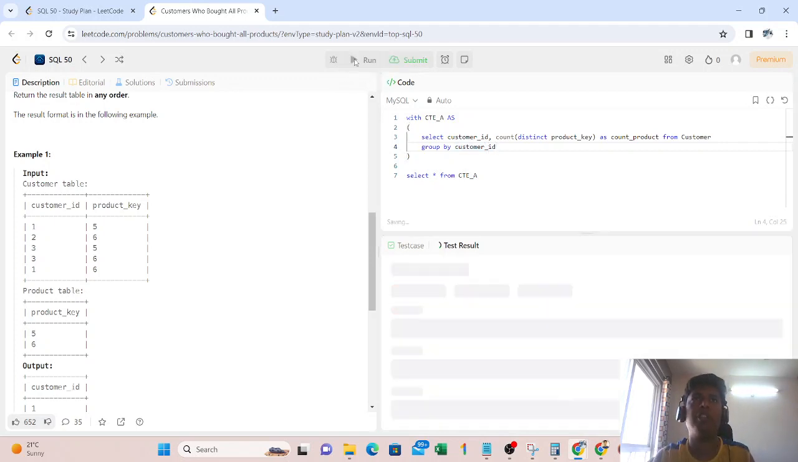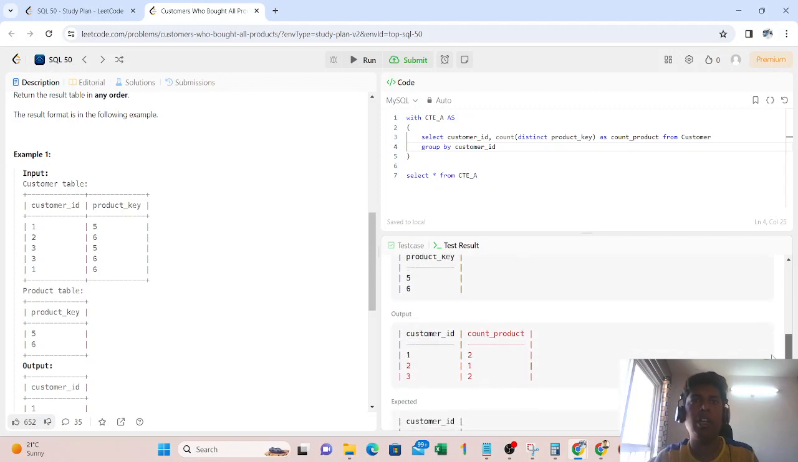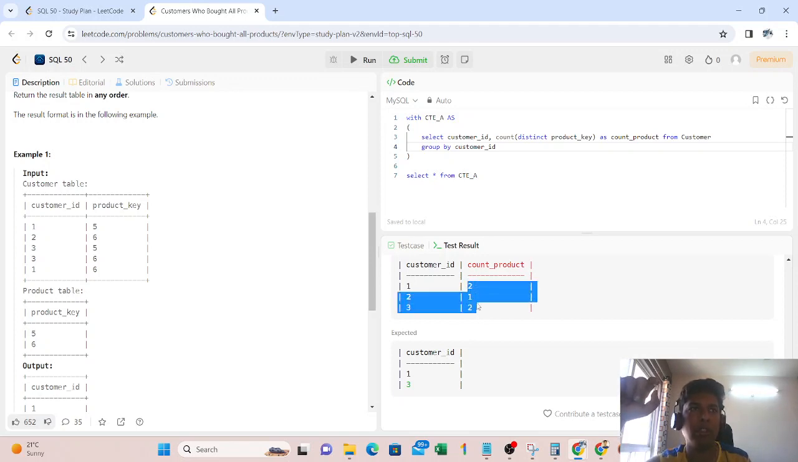whenever I try to execute something fast, it always happens that I make this syntax error. Okay, so see, now what I have got in my output is that customer ID 1 has two distinct products, customer ID 2 has one distinct product, and customer 3 has bought two distinct products. Now, if I can match these values with the total count of these products.